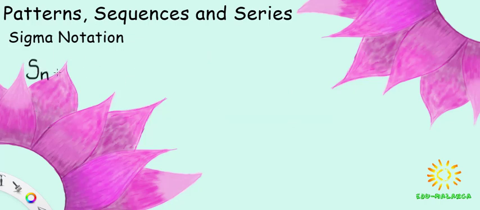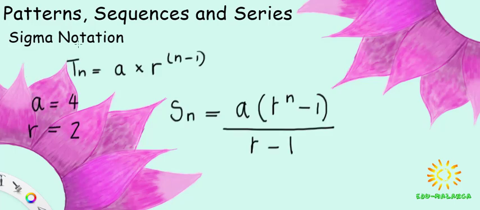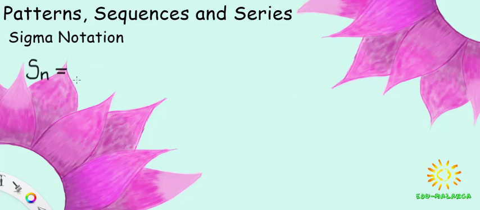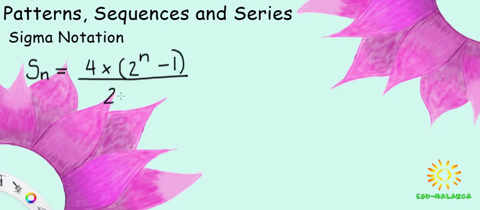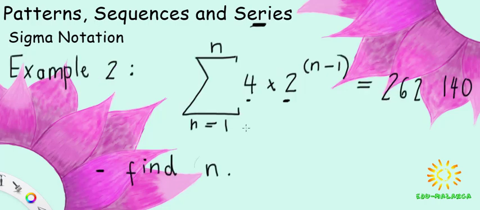Sn, because we still don't know what n is equal to, we know a is equal to 4 and r is equal to 2. So we will then have 4 times open brackets 2 to the power of n minus 1, close the brackets, divided by 2 minus 1. This is nice and easy. 2 minus 1 is equal to 1. So we will then only have 4 times, open brackets, 2 to the power of n minus 1, and close the brackets. Let's come back to the question.